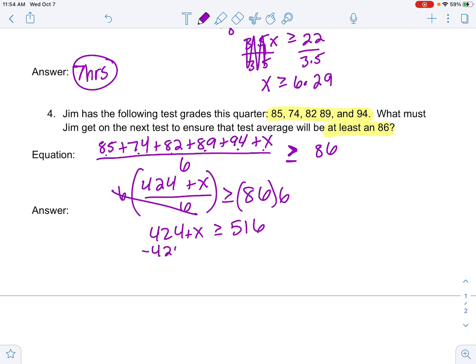And then we're going to subtract our 424 to get 92. So on that last test that we take, we have to get at least a 92% to have an average of 86 for the quarter. Okay? And those are inequality story problems.